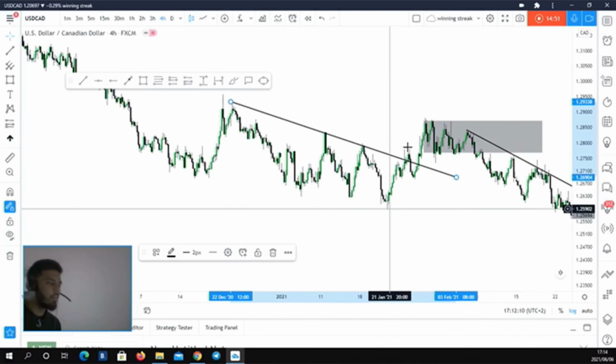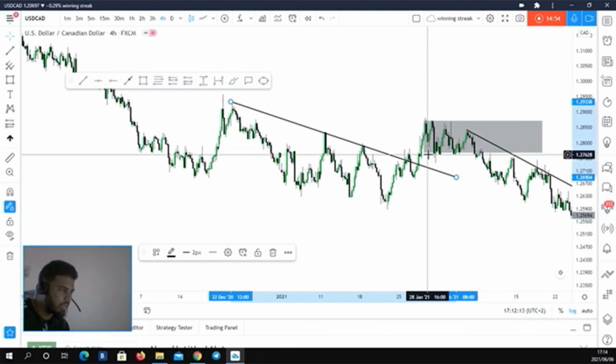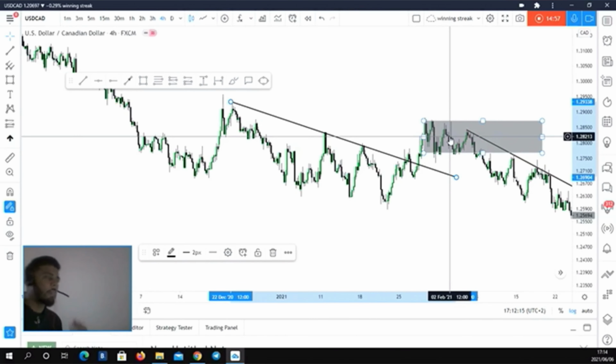Now the market came out and it gives me this messy thing here. What do I do? I relax. That's what we're going to do, guys. We use that method to see if the market is tradable. I just want to identify, is it making highs and lows? Is it actually creating structure for me to get involved in the market?